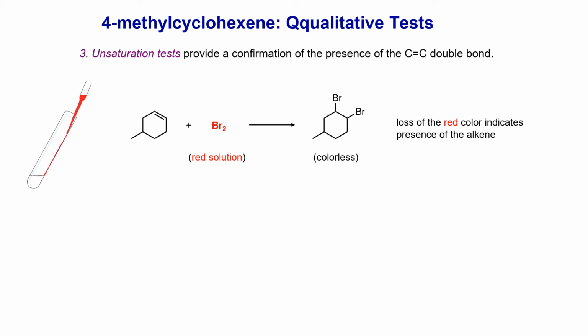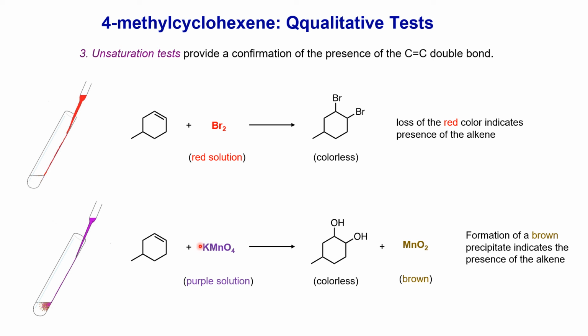Another test you can do is using potassium permanganate solution. This potassium permanganate solution is purple in color. So again, add 1 or 2 ml of 4-methylcyclohexene in a test tube and add a few drops of purple potassium permanganate solution, and it will form a colorless solution with a brown precipitate. Right, so the brown precipitate is manganese dioxide, so that will indicate the presence of alkene in the molecule, right? So depending on the instructor, you can either do the bromine test or the potassium permanganate test, okay?